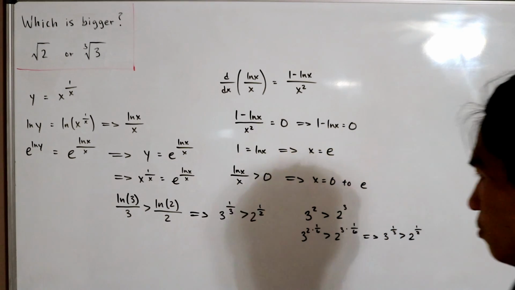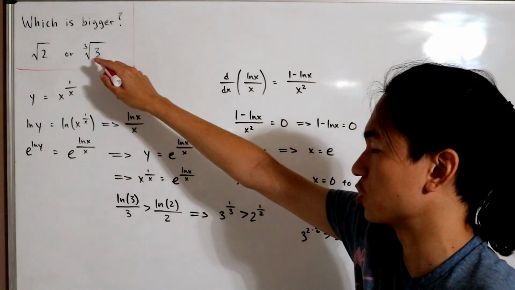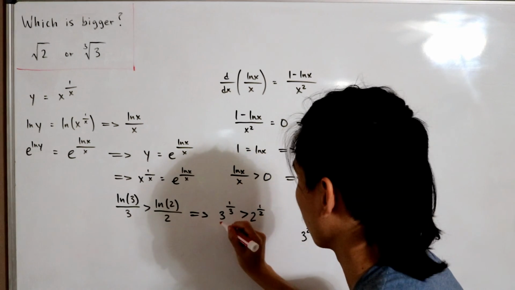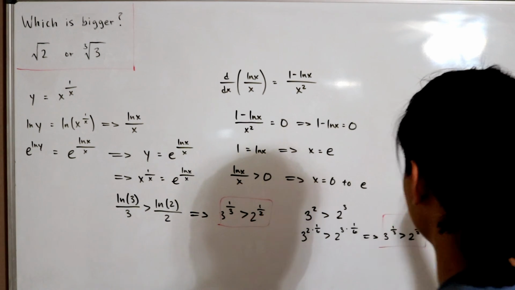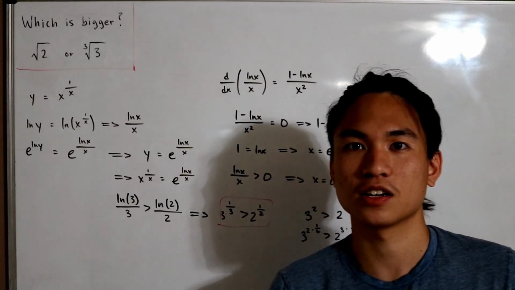So there we have it. We've shown that the cube root of 3 is bigger than the square root of 2, like so. And I'll just box the other one just for the hell of it. All right, yeah, that's pretty cool if you ask me.